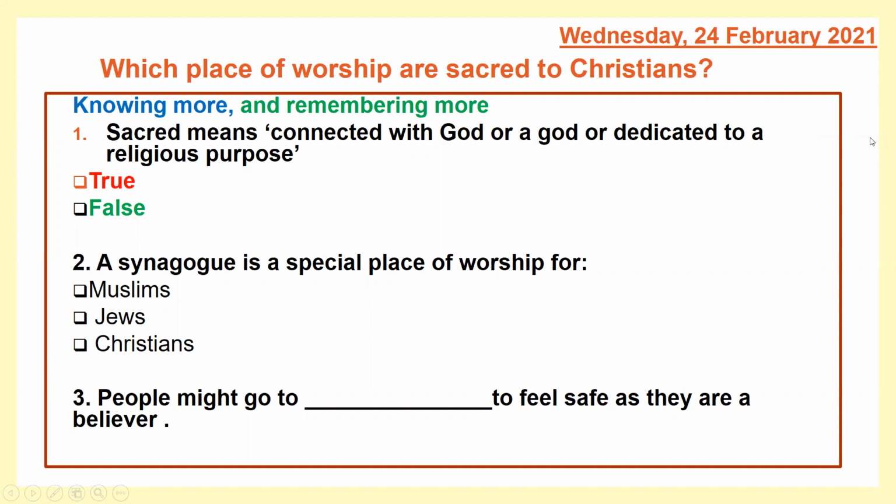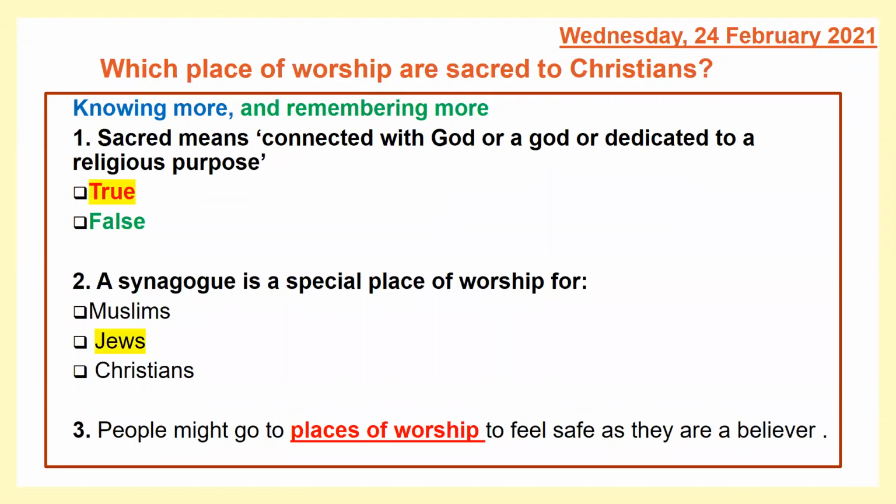So before we make a start, we're going to go through our Knowing More, Remembering More. If you have a pen, pencil and a piece of paper, we'll make a start. Question 1, sacred means connected with God or a god or dedicated to a religious purpose. Is that true or false? Question 2, a synagogue is a special place of worship for? Is it Muslims, Jews or Christians? And question 3, people might go to blank to feel safe as they are a believer. You can pause the video now and write your answers or discuss your answers with an adult.